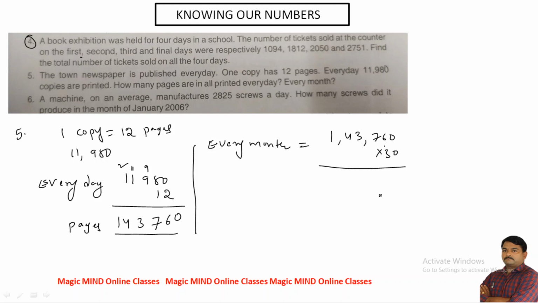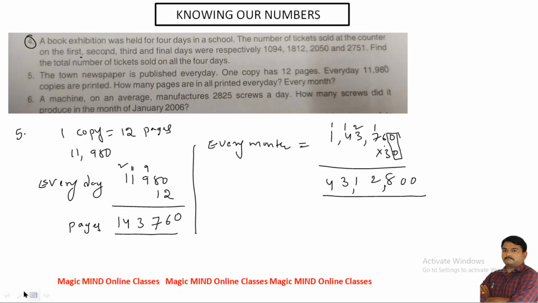Since you are in 6th standard, we will do it like this: you can remove these 2 zeros and add them back later. Don't consider these 2 zeros. Now multiply with 3. 3 sixes are 18. 3 sevens are 21, plus 1 gives 22. 3 threes are 9, plus 2 gives 11. 3 fours are 12, plus 1 gives 13. 3 ones are 3, plus 1 gives 4. Then we insert the 2 zeros. I hope you understood. Simply we get 4312800, that is 43 lakhs 12,800 pages printed in a month. Whereas 1,43,760 pages are printed every day.